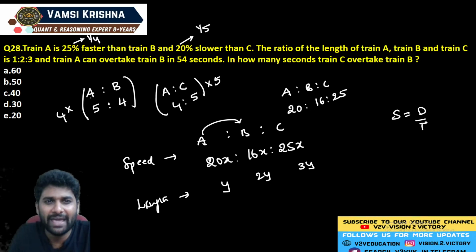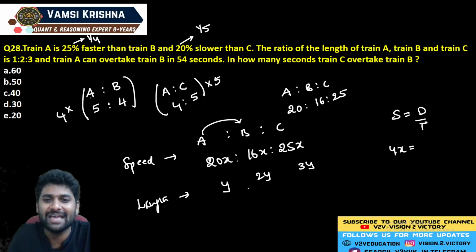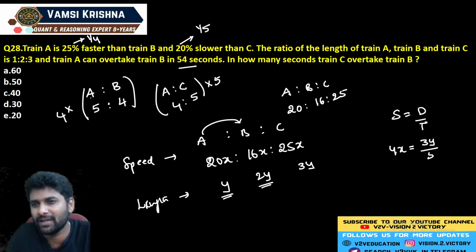So A overtakes B. What is the difference here? 4x is exactly equal to the distance, meaning the length of train A plus the length of train B. It's 3y. Now time. What about the time? It takes 54 seconds. Now you will get one equation.